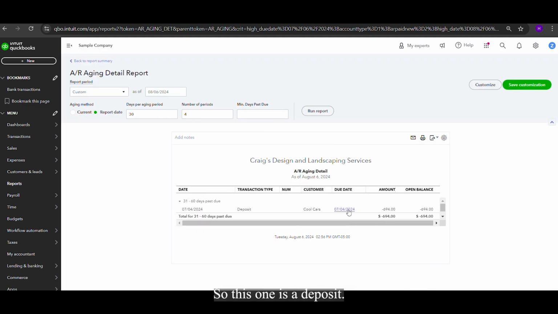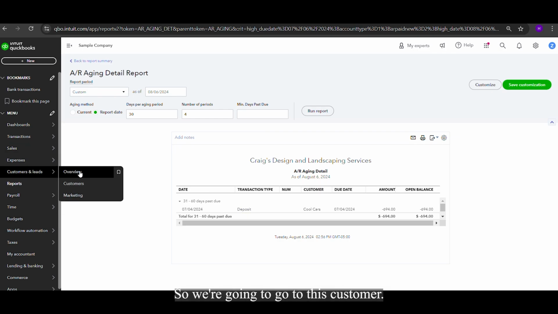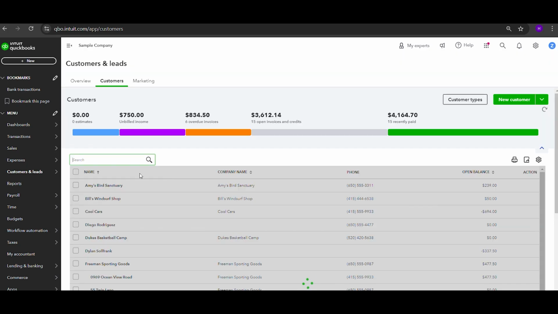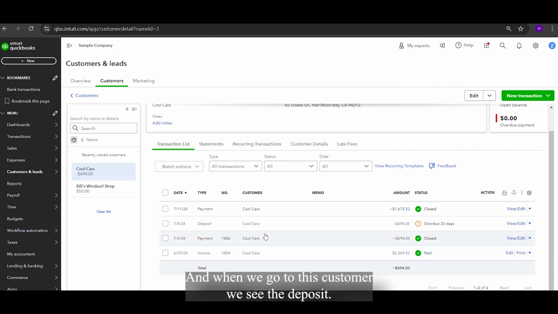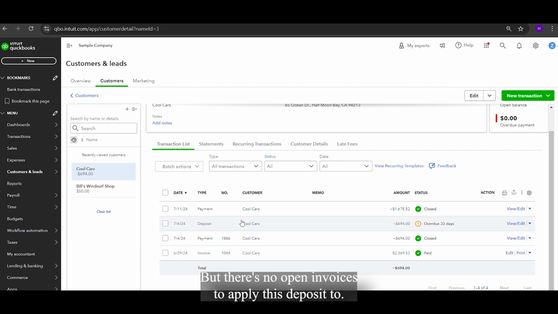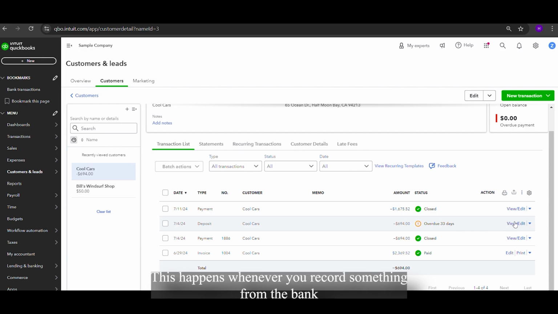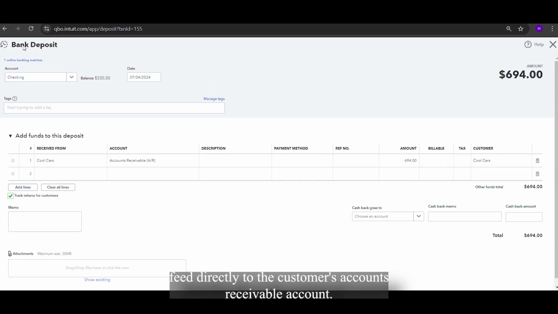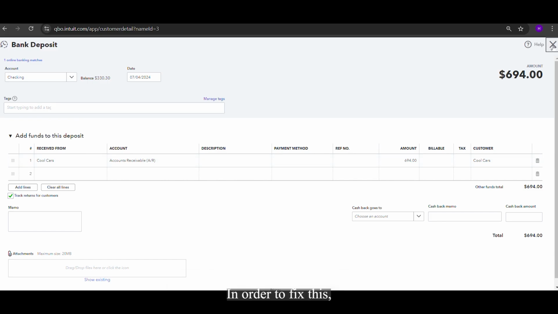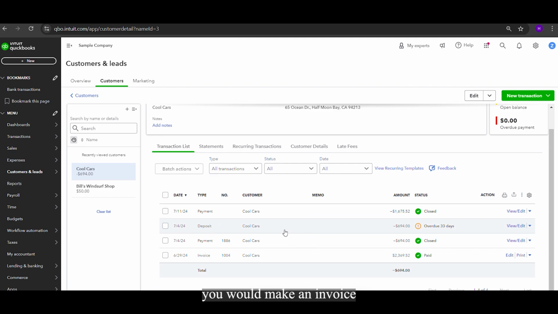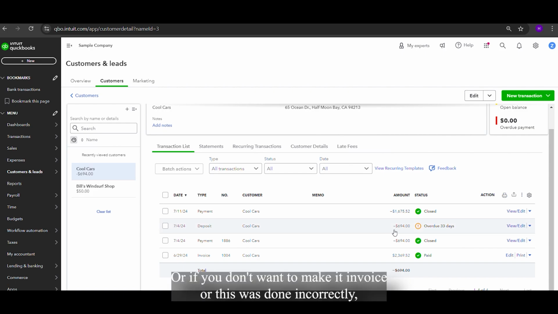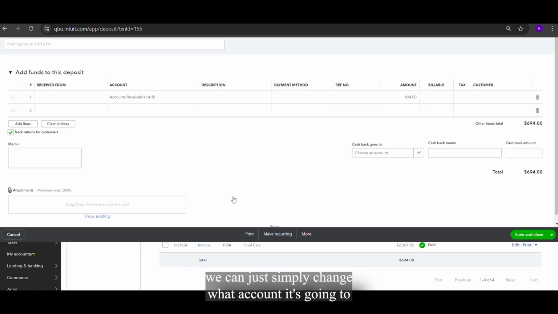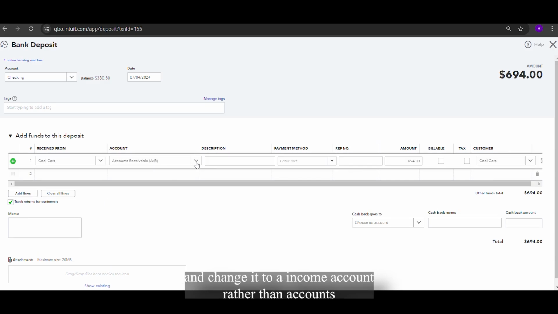So this one is a deposit. So we're going to go to this customer. And when we go to this customer, we see the deposit, but there's no open invoices to apply this deposit to. This happens whenever you record something from the bank feed directly to the customer's accounts receivable account. In order to fix this, you would make an invoice for the exact same amount and then match the deposit to the invoice. Or if you don't want to make an invoice or this was done incorrectly, we can just simply change what account it's going to and change it to an income account rather than accounts receivable.